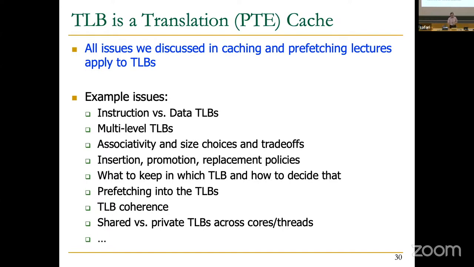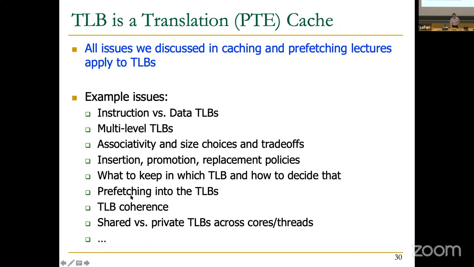You can have instruction and data TLBs for exactly the same reasons why we have instruction and data caches. You can have multi-level TLBs for exactly the same reasons why you have multi-level caches. You have associativity and size choice and trade-offs. Again, for similar reasons, you can apply insertion, promotion, and replacement policies. What do you keep in which TLB and how to decide that? You can prefetch into the TLBs. You can assume that you're striding through memory, and you can actually go and walk the page tables and get the translations early. And this can actually work together with the prefetcher, in fact.